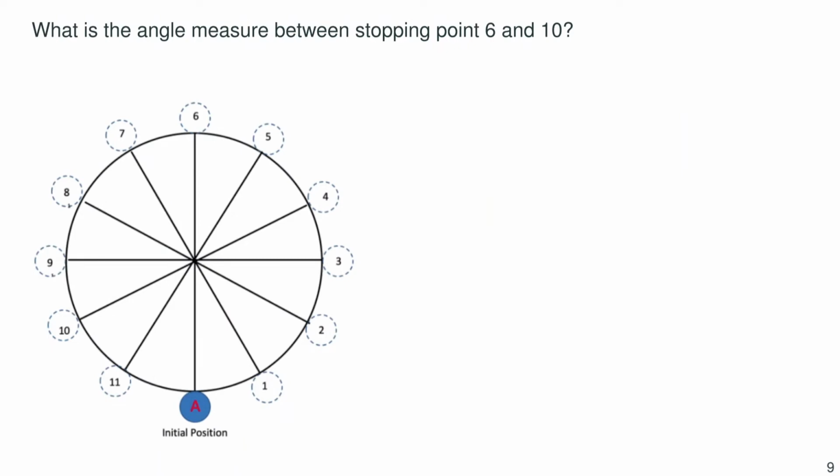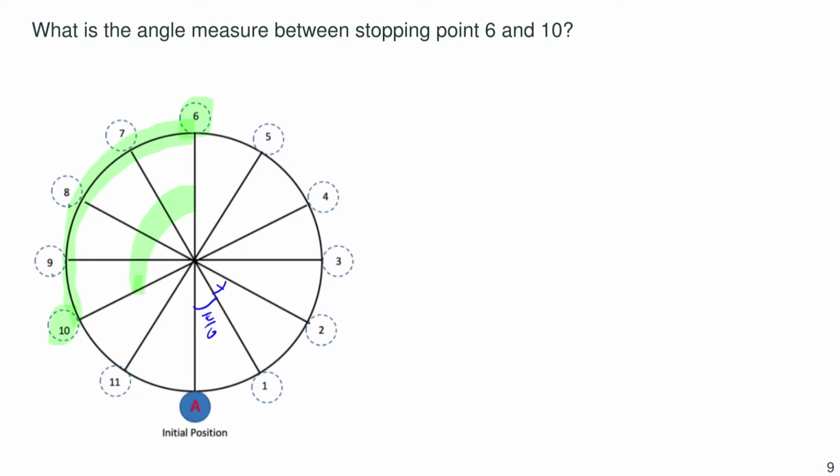In this problem, again, we know that they're equally spaced, and each of these is pi over 6. They're all the same. The question is asking, what is the angle measure between stopping point 6 and stopping point 10? So essentially, what is this angle measure?